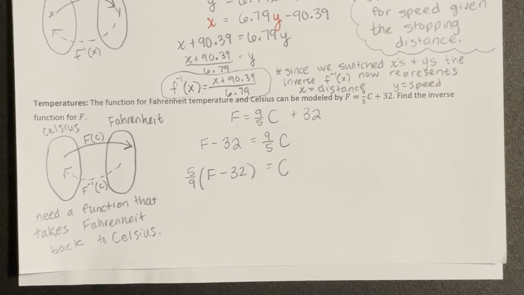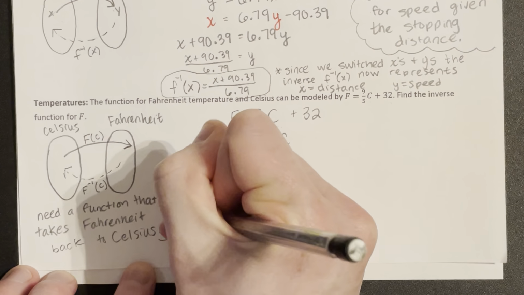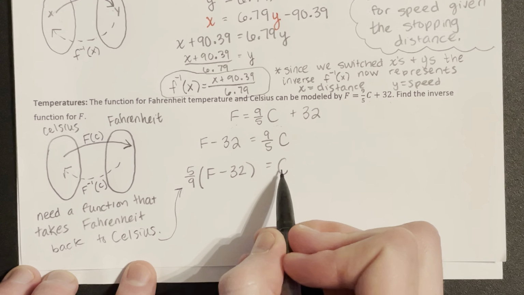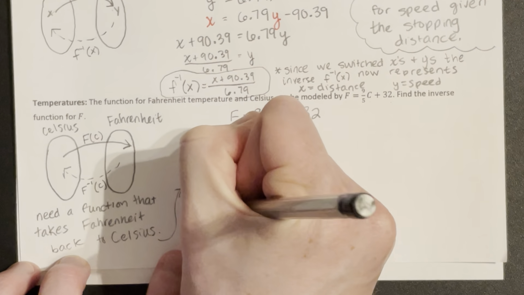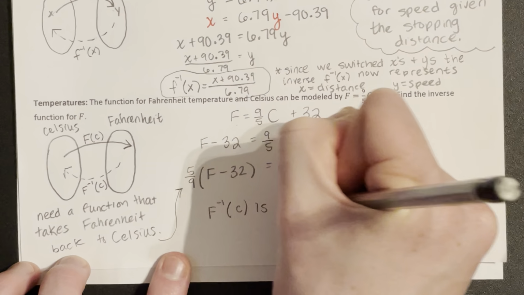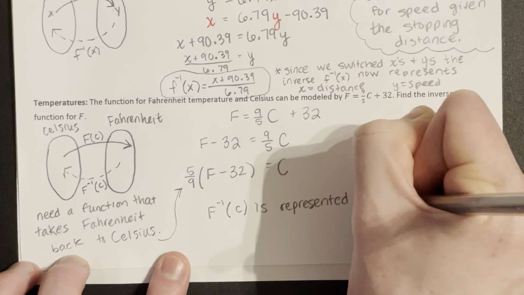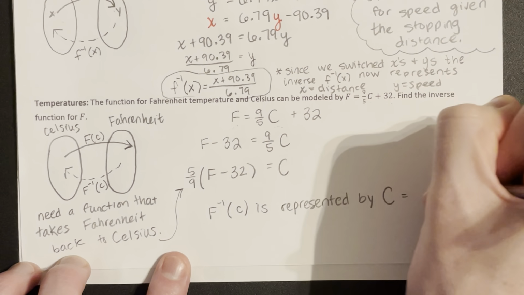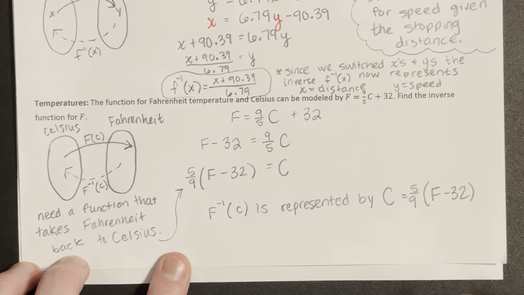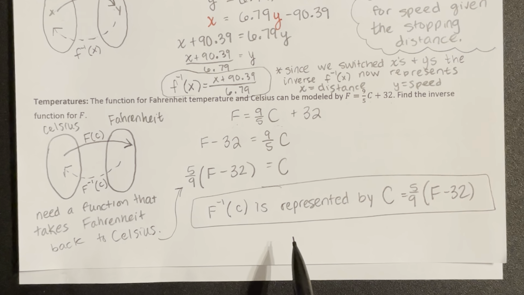And I get C. Remember, we wanted a function that took Fahrenheit back to Celsius. Well, that's what we just found. We found a function that takes Fahrenheit and converts it to Celsius. So F inverse of C is represented by c equals 5/9 (f minus 32). And this is our inverse function. It's just not written like we have seen it.